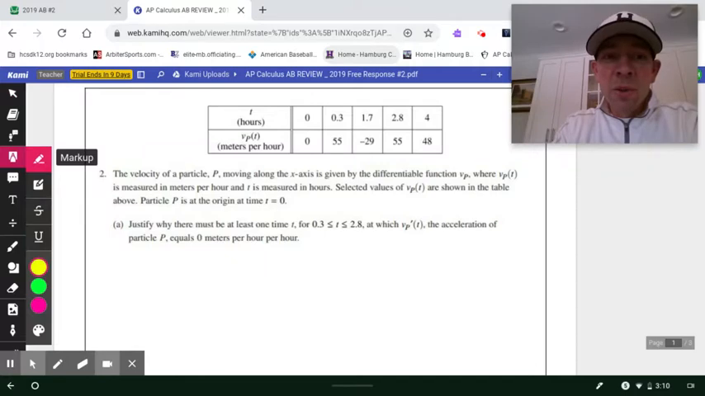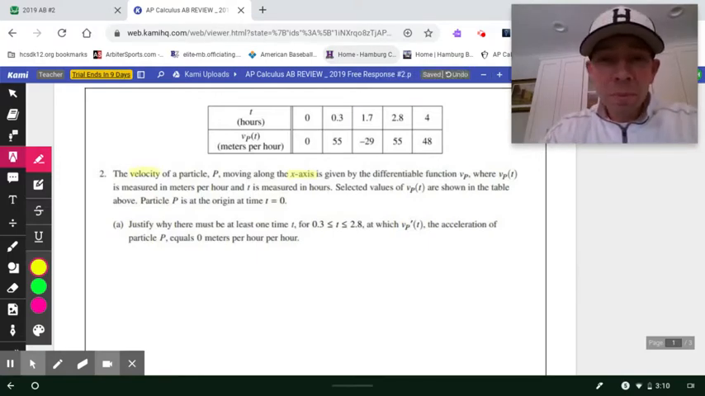And let's see. So our theme today is motion along the x-axis. And so we were describing particle P, and we've been given its velocity in the form of this table. Now, tables can be very dangerous. They can lead you into false bear traps.